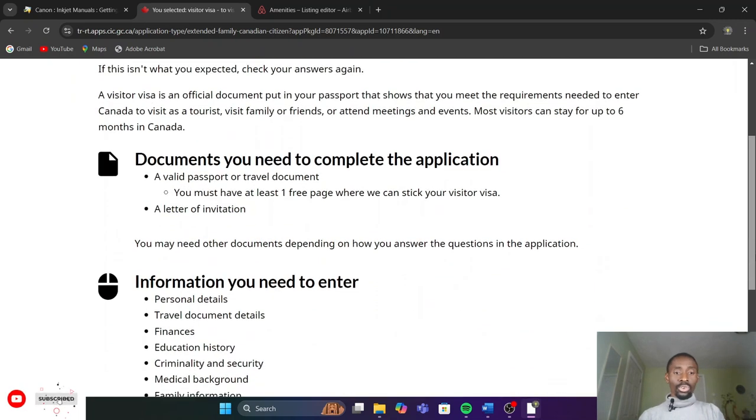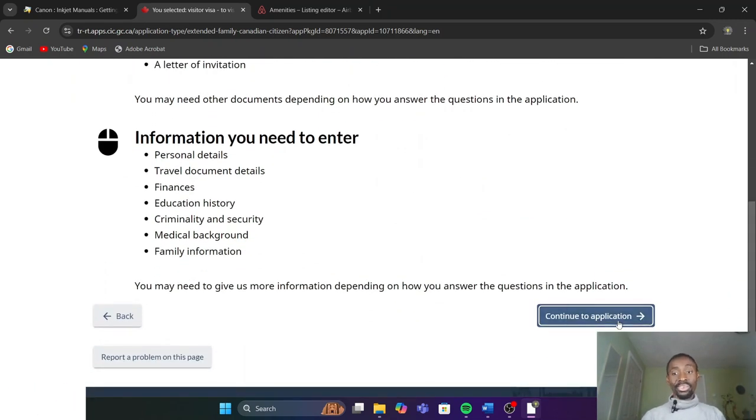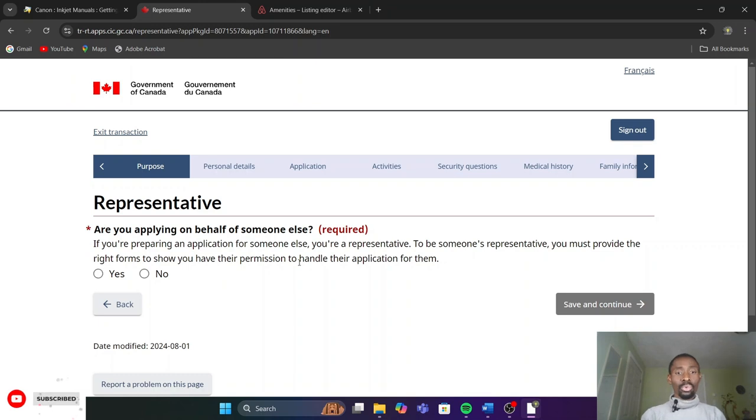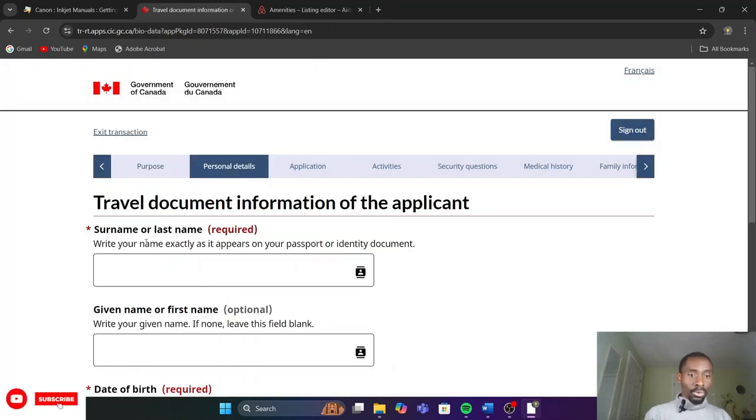Now it will show you all the document. The first document I showed you in the beginning of this video is the document needed. Are you applying on behalf of someone else? Just say no. You're applying. Your parent is applying, but you're applying, but you don't need to say no. Just save and continue.